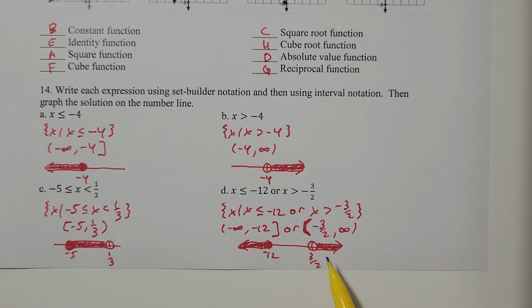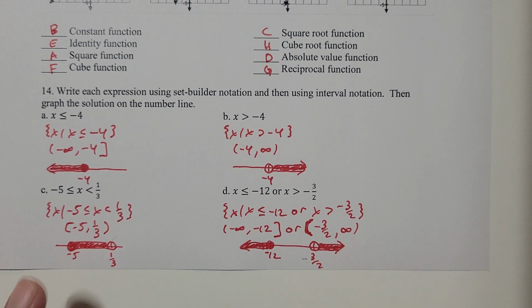Okay. On the number line, here I'm at negative 12, and then go our ways to the right and mark out negative 3/2. We want a closed circle at negative 12, right, because we're including negative 12. And an open circle at negative 3/2, because we're not including negative 3/2. And then anything less than negative 12 means I'd shade to the left. Anything bigger than negative 3/2 means I'd shade to the right. Okay.